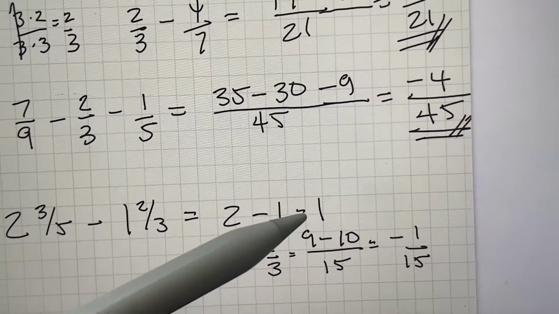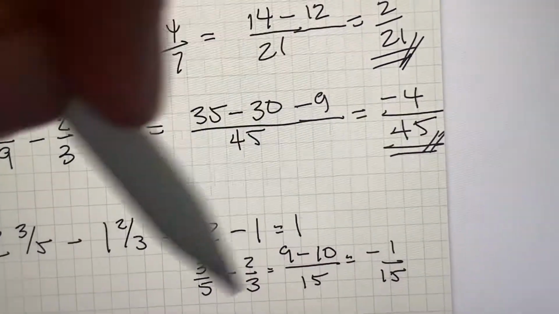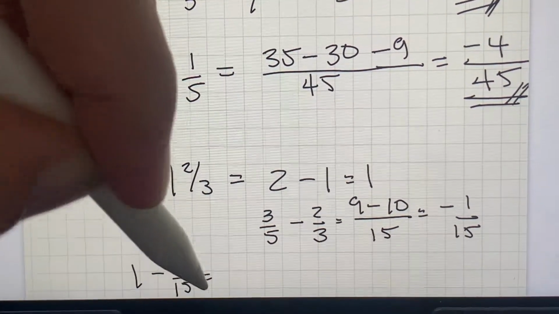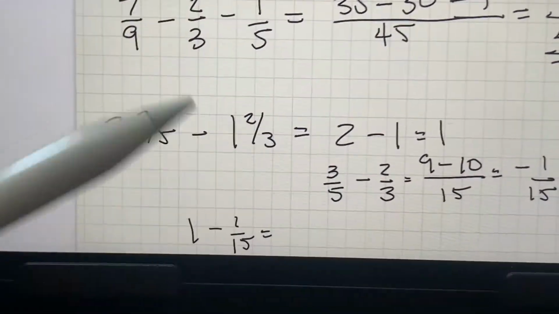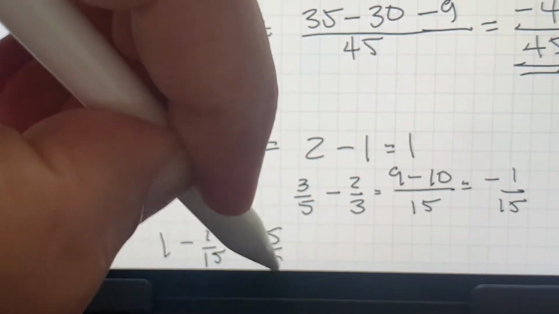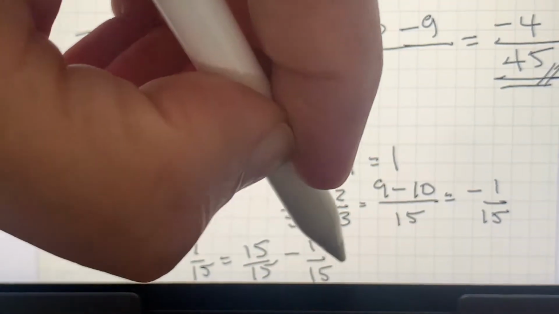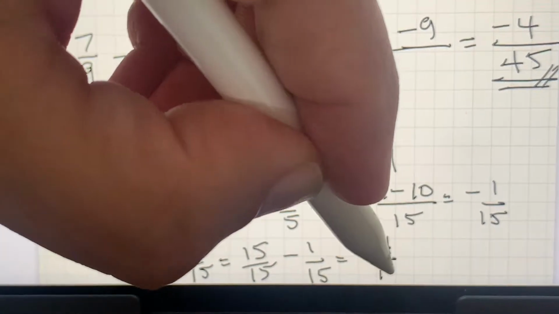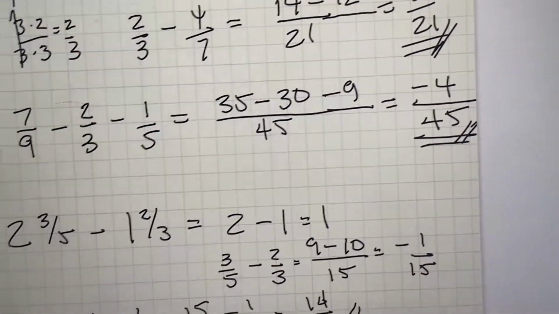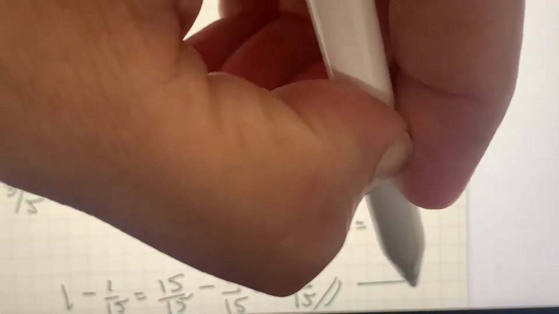Okay, so if I tried to add this, 1 minus 1/15 equals, now I have 1, correct? So I can do this as 15 over 15, because 15 over 15 is 1, minus 1 over 15, that is 14 over 15. And that should be my final answer. But let's double check this by going to the next page.